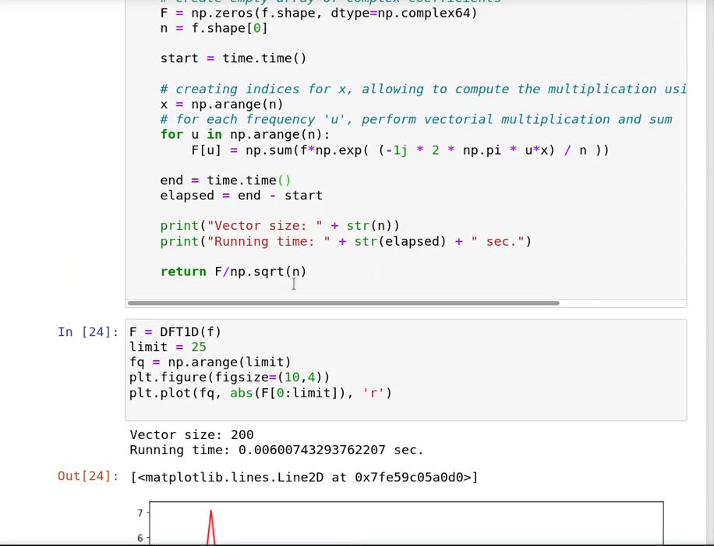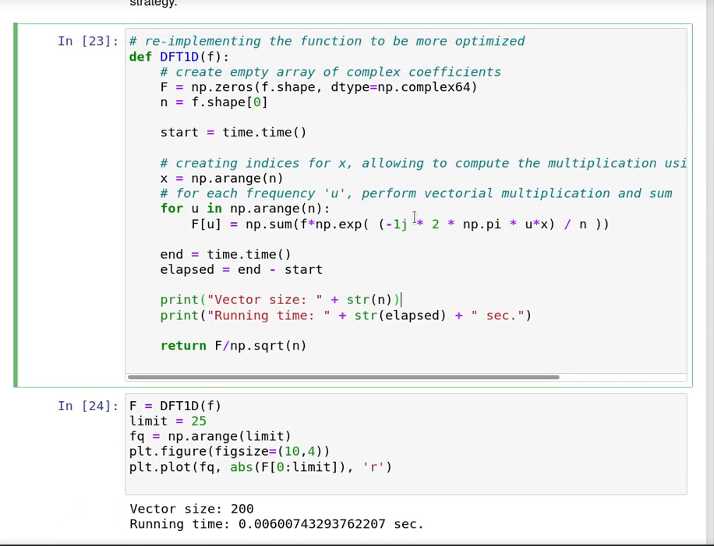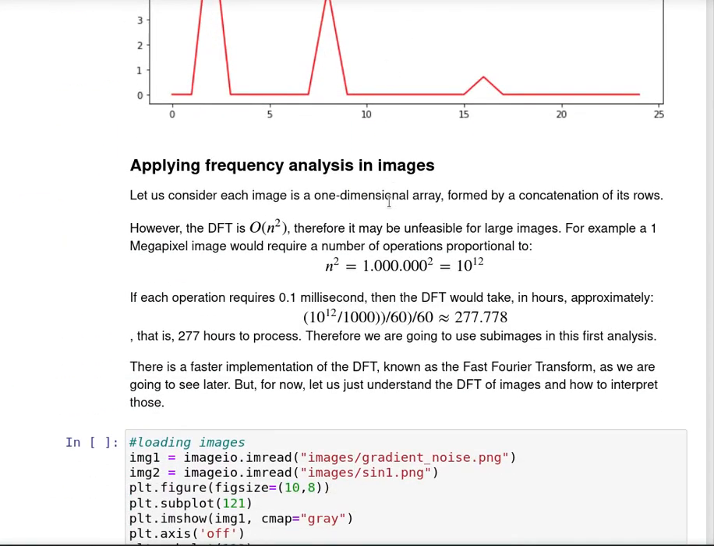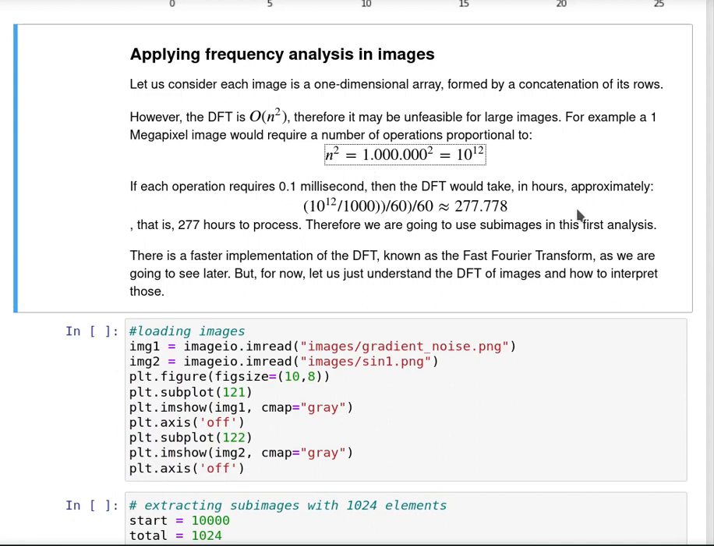So it is worth checking how to make vector implementations or matrix multiplications using numpy in Python. Alright, so let us just apply this frequency analysis to images. Let us consider that each image is a one-dimensional array formed by a concatenation of its rows. We did that in the previous video. We just fixed a row of an image and analyzed how the values varied along a single line.